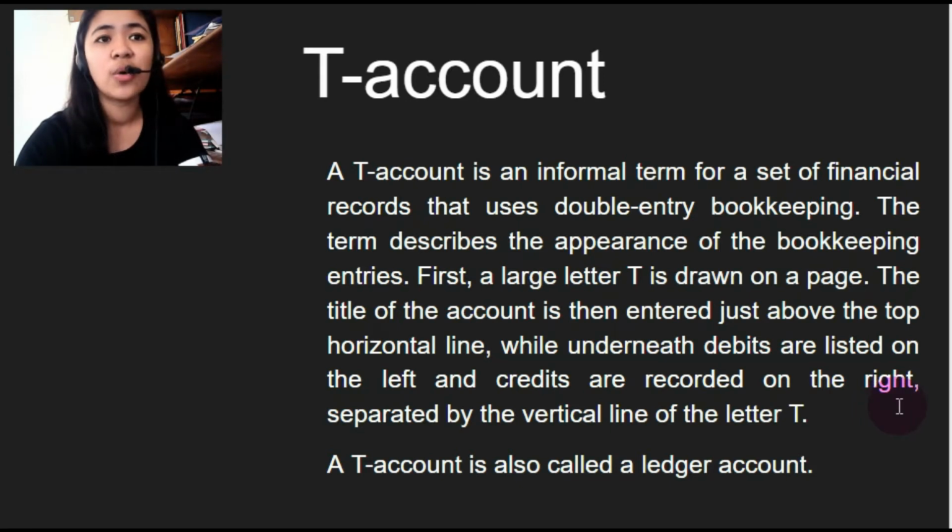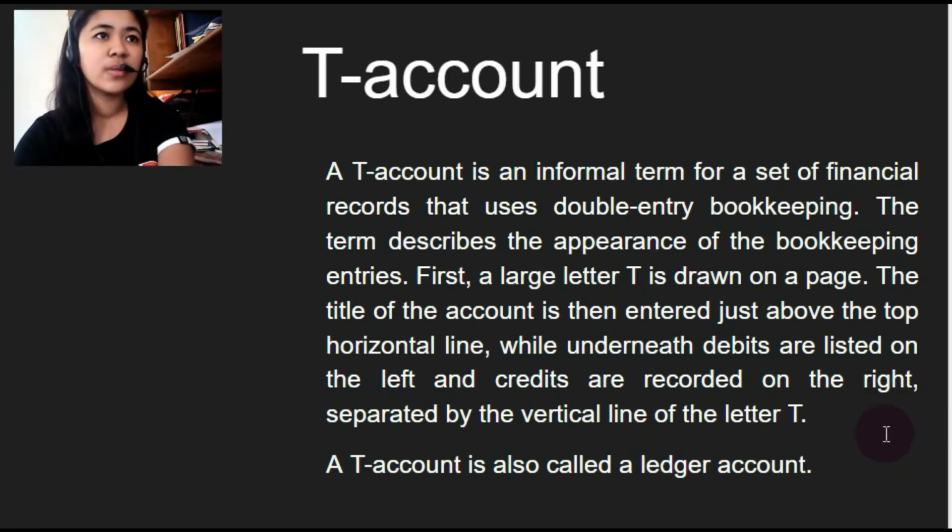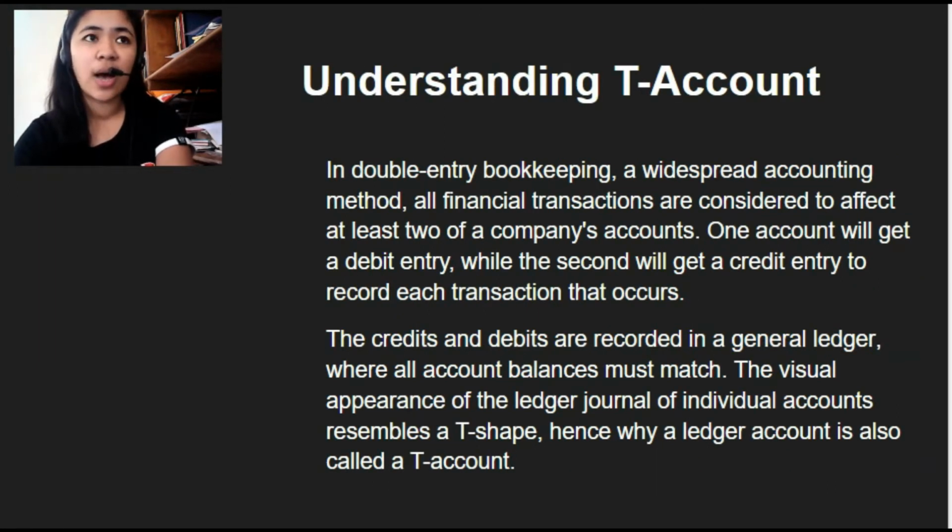So also, a T account is called a ledger account. Just remember that a T account is also called a ledger account. In understanding a T account, in double entry bookkeeping, a widespread accounting method, all financial transactions are considered to affect at least two of a company's accounts. Okay, so it is a minimum of two of a company's accounts. One account will get a debit entry while the second will get a credit entry to record each transaction that occurs. The credits and debits are recorded in a general ledger, where all account balances must match. The visual appearance of the ledger journal of individual accounts resembles a T shape, hence why a ledger account is also called a T account.